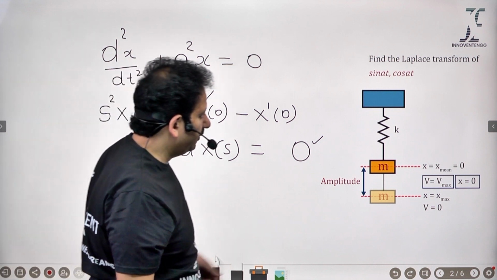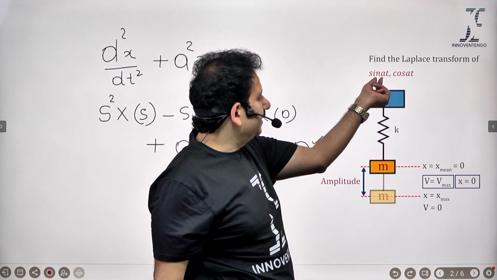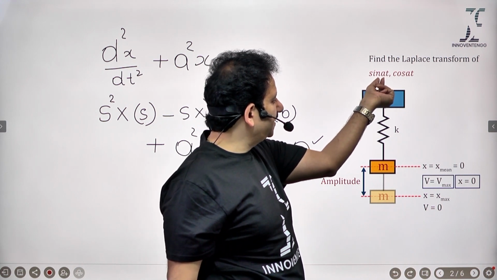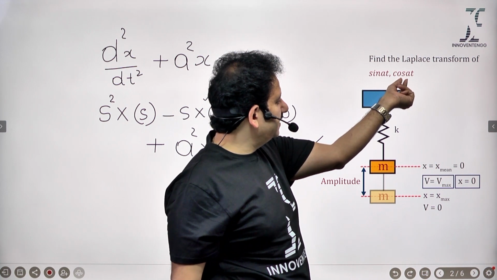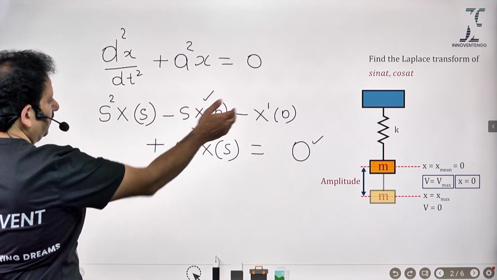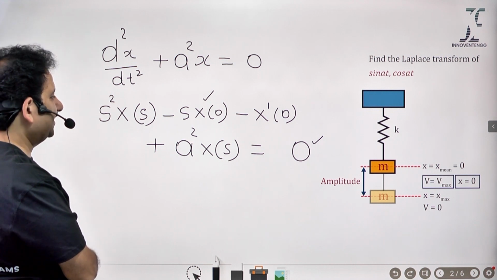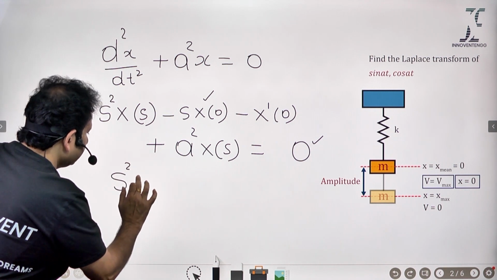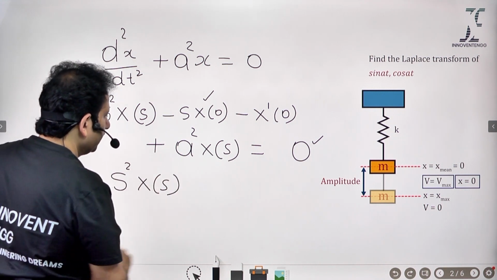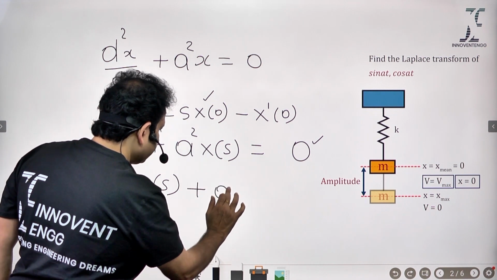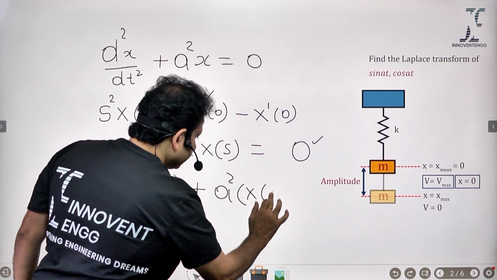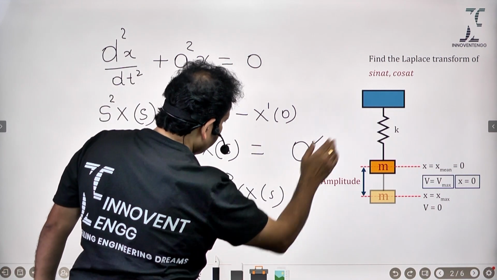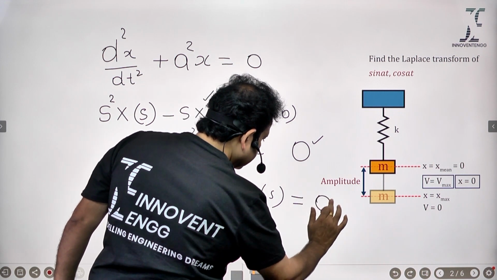But in our case, what should we put? Here you have got sine at, where omega n, the natural frequency, is replaced by a, and here also the natural frequency is replaced by a. So it would be more appropriate to put X dash of 0 equal to a. If I simplify this, what exactly would I get? S square X of s plus a square X of s, and this goes to 0, obviously, since you are starting from the mean position. This goes to the RHS, and let us say that is a.